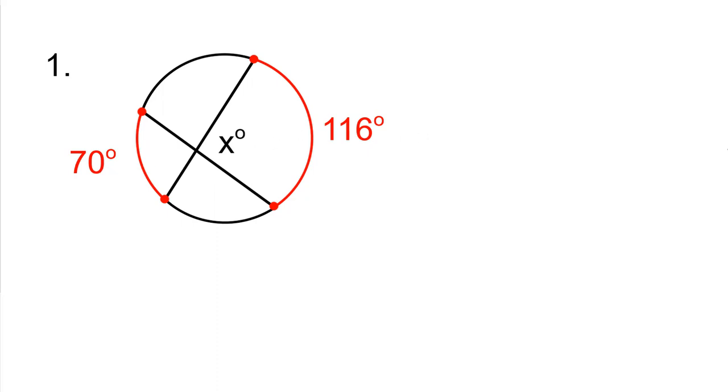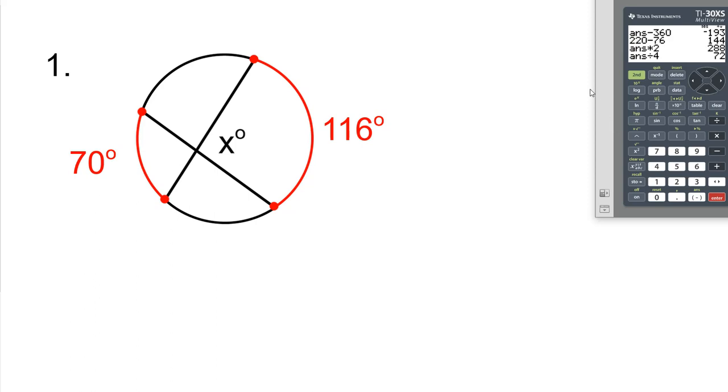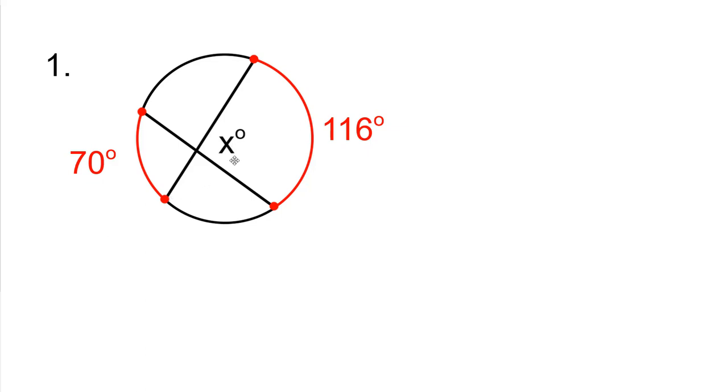So all we have to do is plug it in the calculator and find the average. So I'm going to clear this stuff out. So we have 116 plus 70. And then we're going to divide that by 2, which leaves us with 93. So x is going to be equal to 93 degrees.